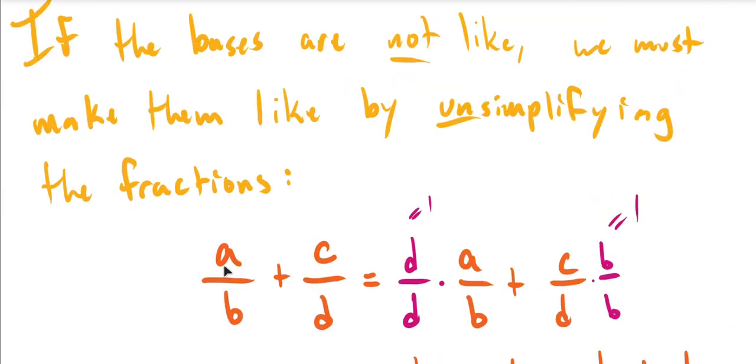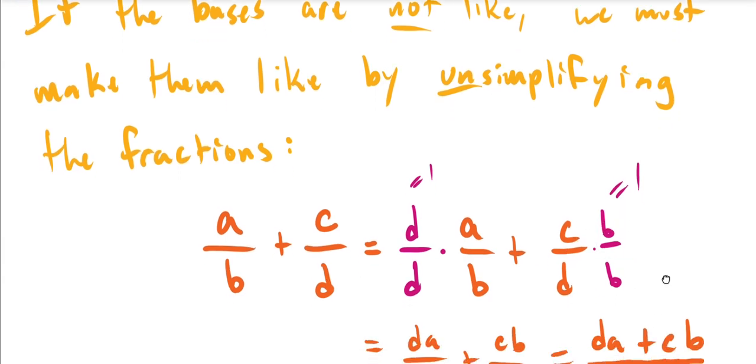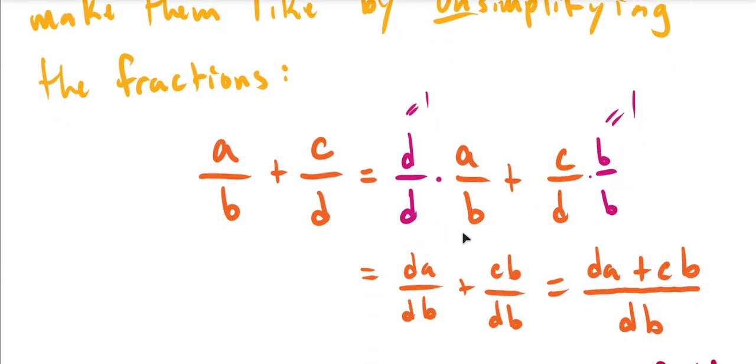So for example, if I want to add a over b plus c over d, what I could do is multiply a over b by d over d, and c over d by b over b. And the reason this is going to help is because now the bases of both of these fractions are db. Once the bases are the same, you could just add the numerators, but now the numerator has this extra d and b along with the a and c. So we unsimplify the fraction. Notice this would reduce to a over b. And we unsimplify this fraction, which would reduce to c over d. And then we add the two of them together to get our final sum.